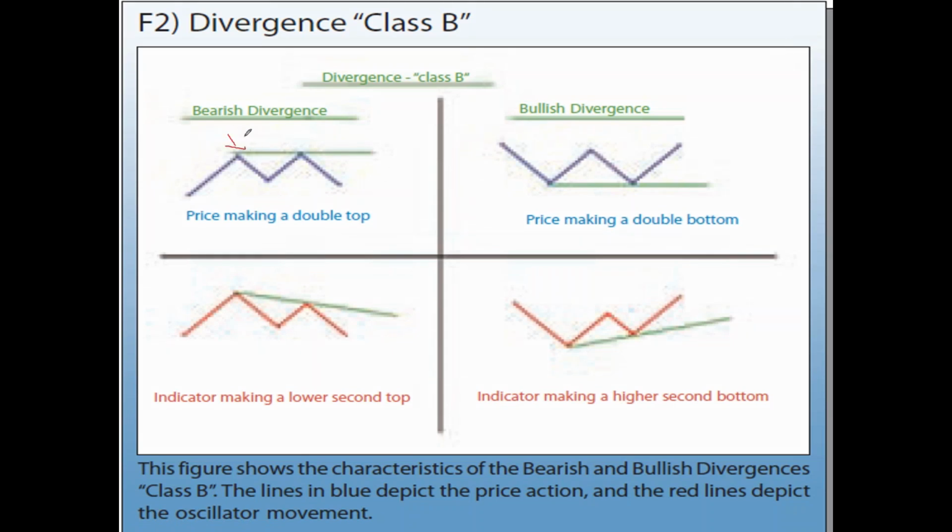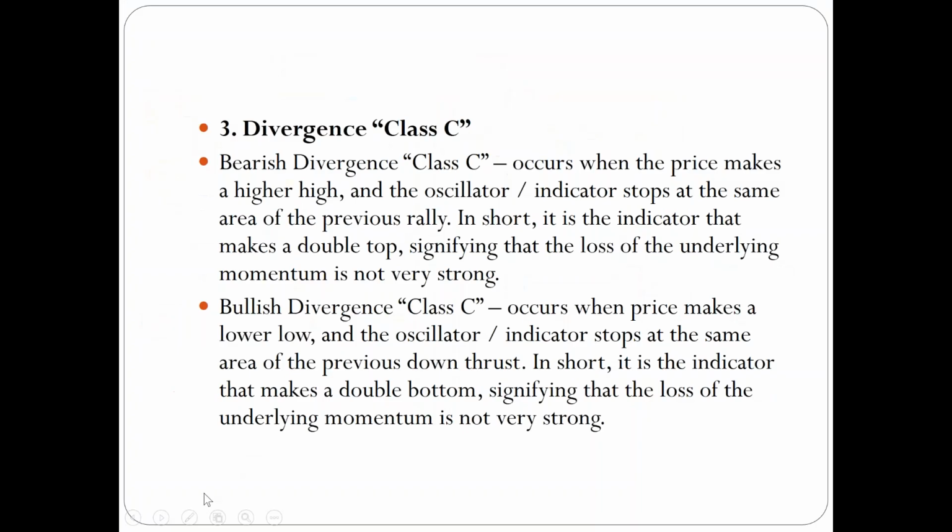Double top in price and lower top on RSI. Similarly, double bottom in price and a higher bottom on the RSI. All right. This is class B divergence.